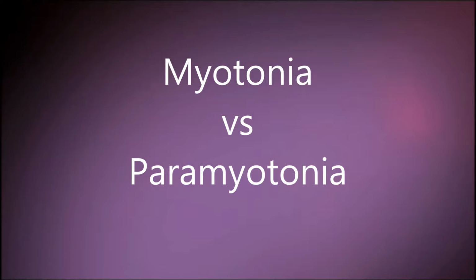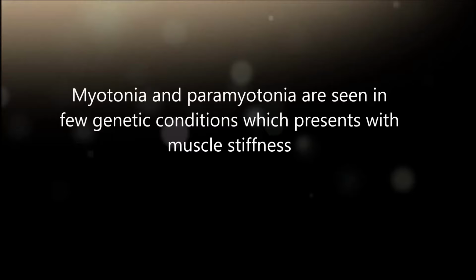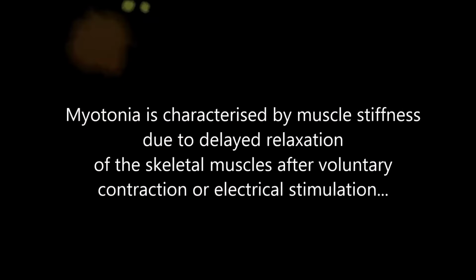Myotonia versus paramyotonia. Myotonia and paramyotonia are seen in a few genetic conditions which present with muscle stiffness. Myotonia is characterized by muscle stiffness due to delayed relaxation of the skeletal muscles after voluntary contraction or electrical stimulation.